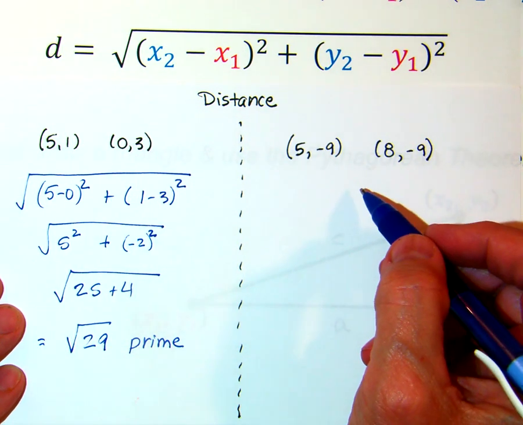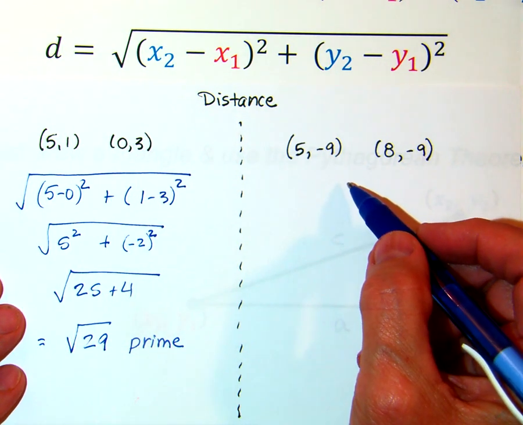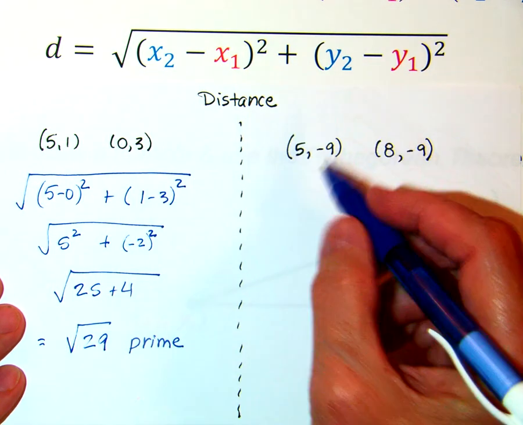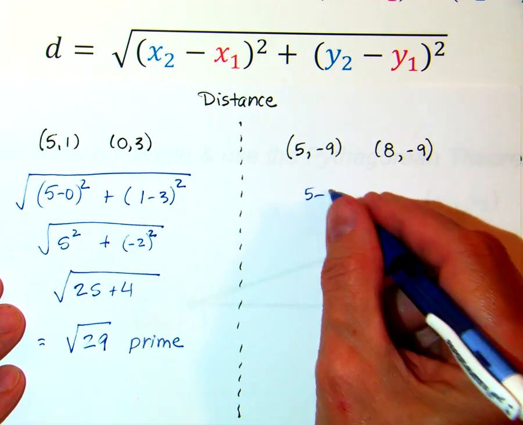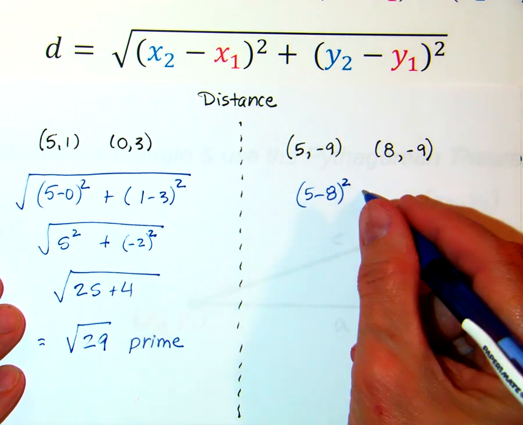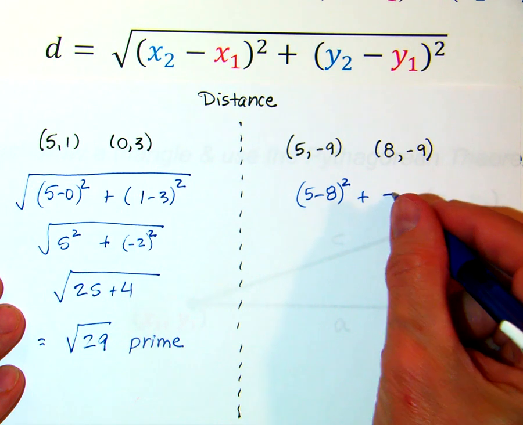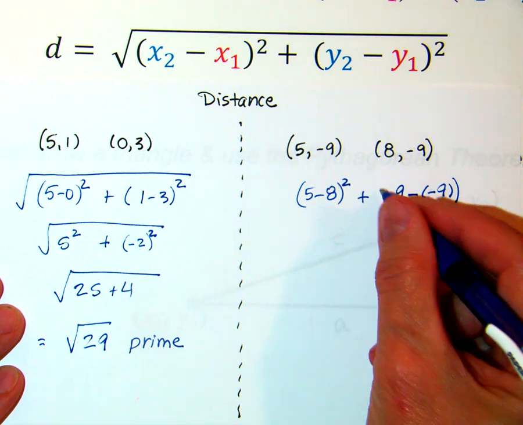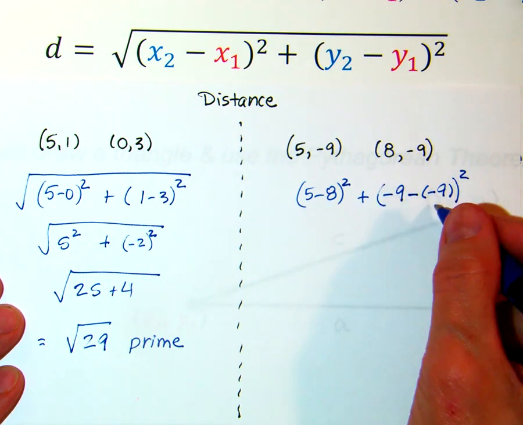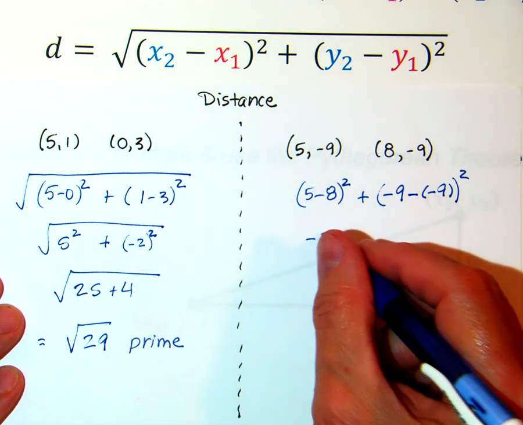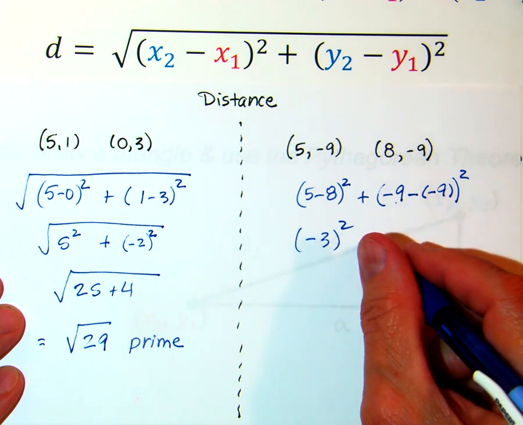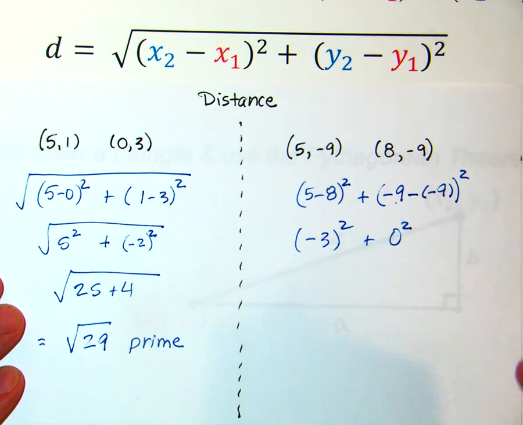Let's look at these two. Now this one's kind of weird. Let's look what happens when we do this. We're going to take the difference of the x's. That'll be 5 minus 8 squared plus the difference of the y's. So that's negative 9 minus a negative 9. Put all of these negatives in here because you're going to do it in your head. That's where you're going to make your mistake, because that is a plus. This will be negative 3 squared. That's negative 9 plus 9, which is 0. And 0 squared is, of course, just 0.